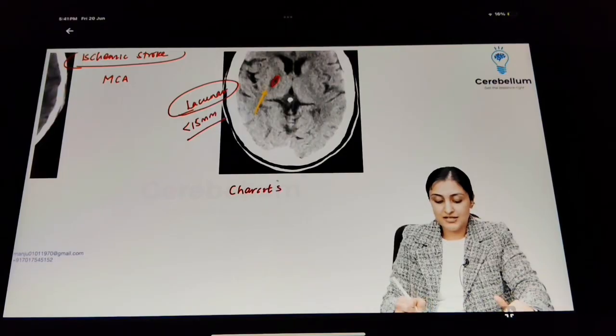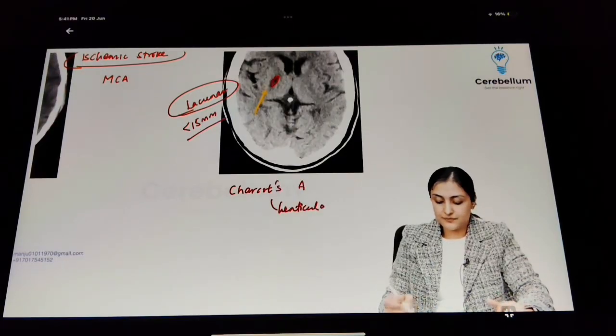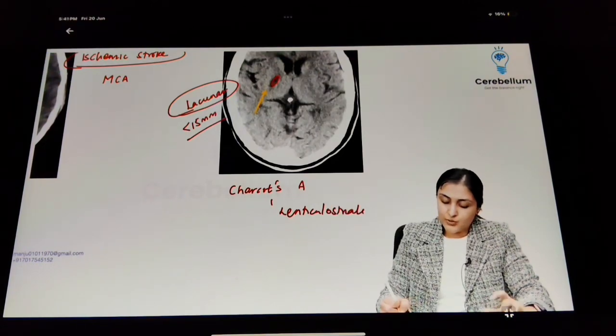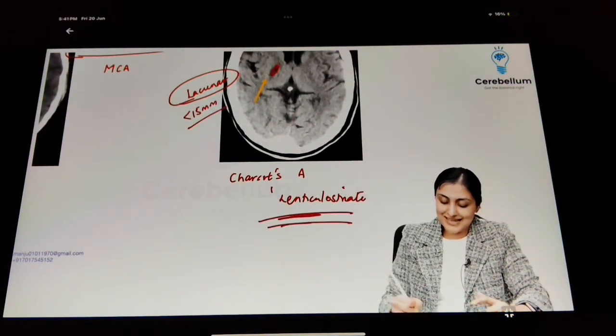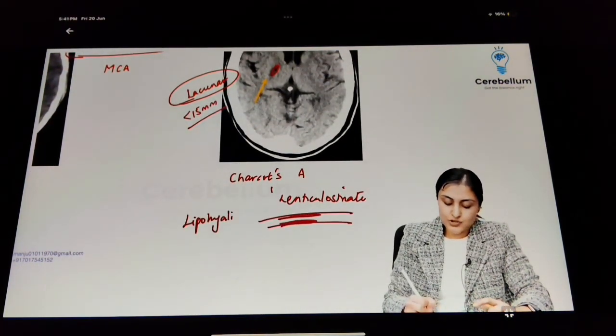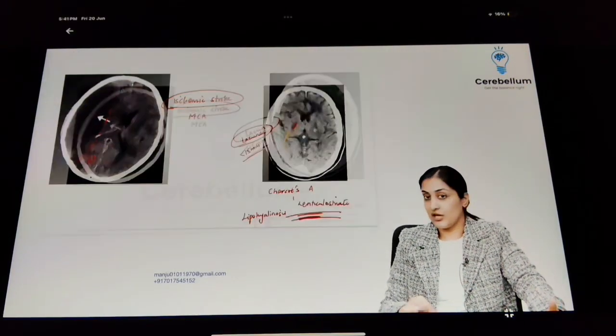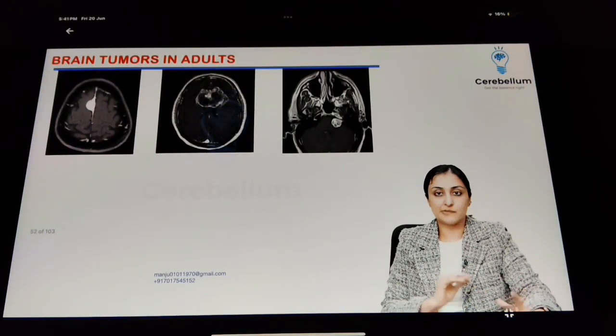Remember the Charcot's artery? So your lenticulostriate branches of the MCA, now instead of bleeding, they're going to get blocked. That is what is called lipohyalinosis. So lipohyalinosis is what happens. These arteries become narrow and they develop the small volume stroke of the basal ganglia called a lacunar stroke. So this is what we need to know about these images related to stroke.